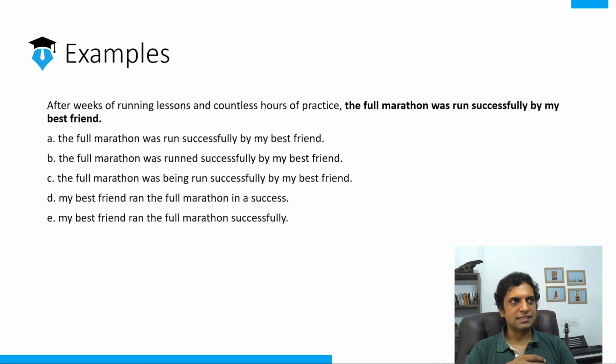A is the same. B starts with the full marathon was run. The run is not even a word, of course. B is out. C starts with the full marathon. It doesn't solve either problem. D, my best friend ran the full marathon in a success. You don't say in a success, you say successfully. E, my best friend ran the full marathon successfully. E is perfect. E is the right answer.